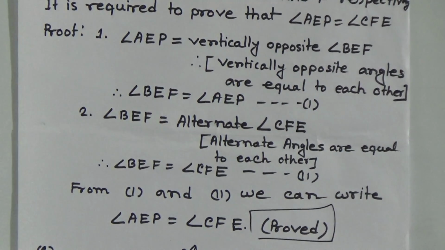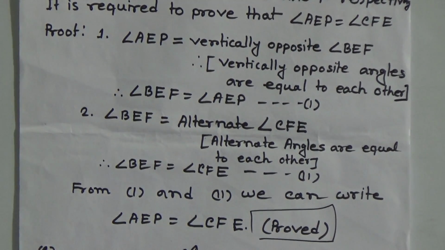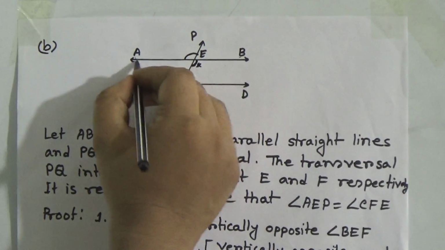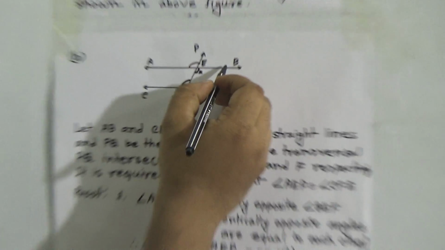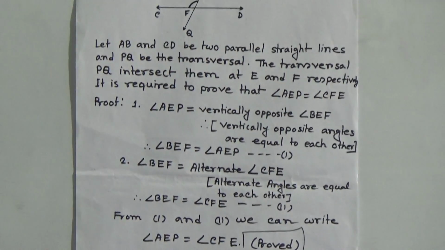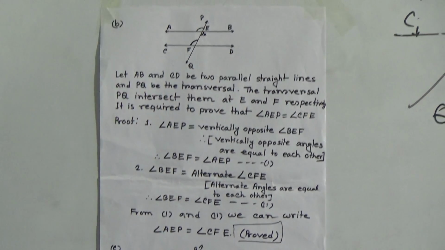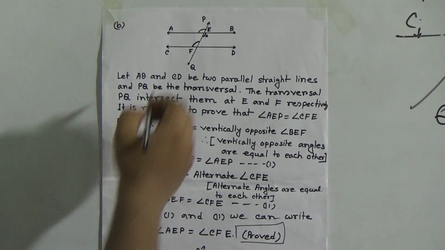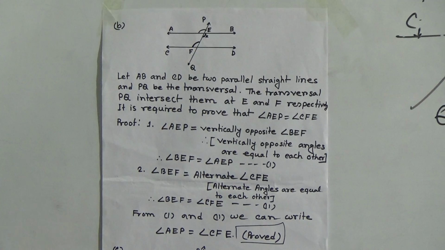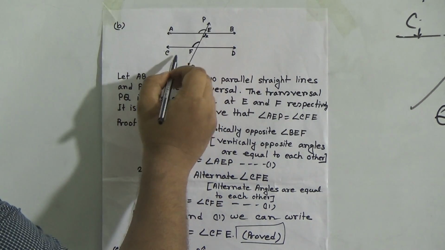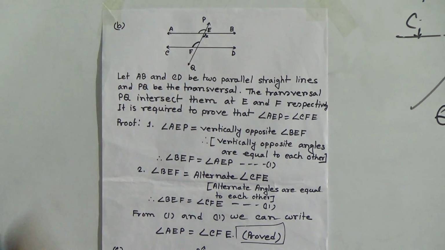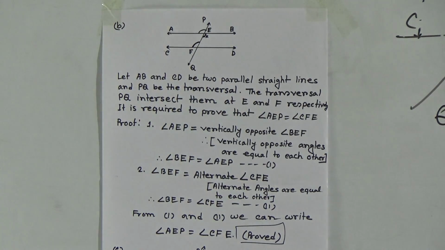That means, my dear students, AEP equal to the vertically opposite angle of BEF. Again, BEF equal to the alternate angle of CFE. Then we can write angle AEP equal to angle CFE. It is so easy. Only one or two times read, then you can easily answer this question.